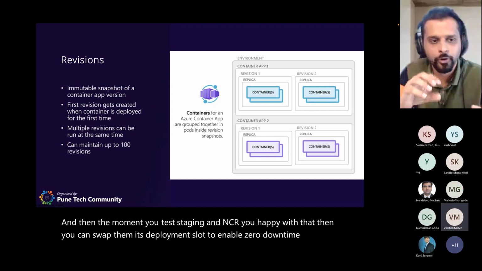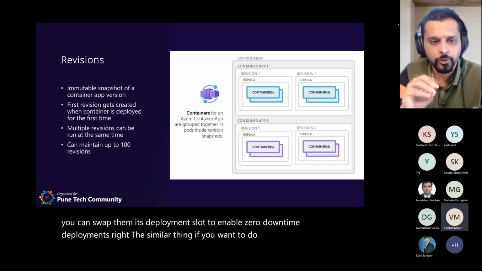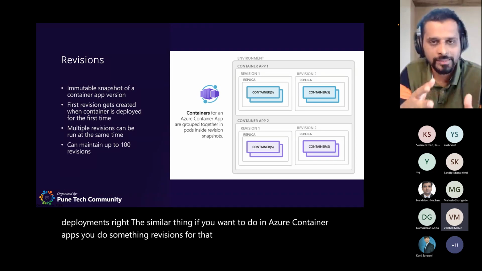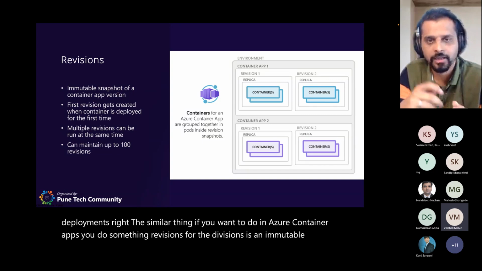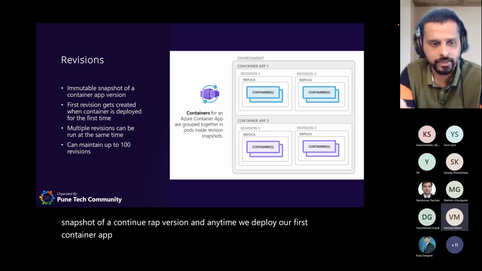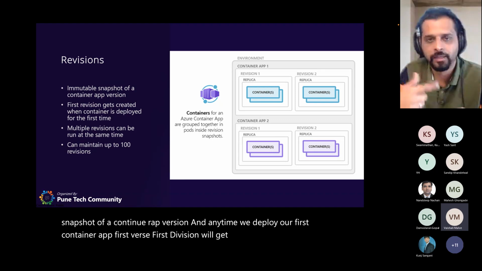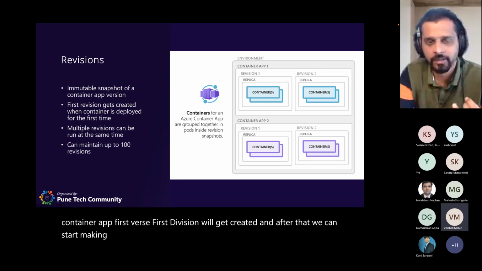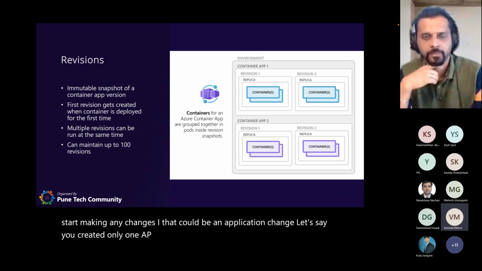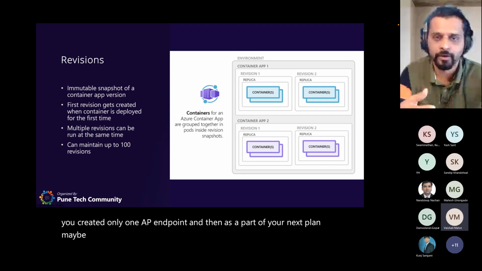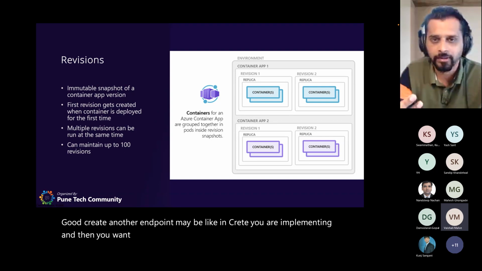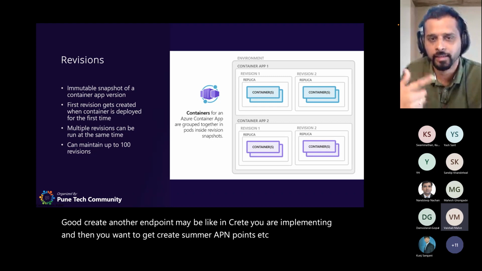If you want to do a similar thing in Azure Container Apps, you would use something called revisions. A revision is an immutable snapshot of a container app version. Any time we deploy our first container app, a first revision gets created, and after that we can start making changes. It could be an application change. Let's say you've created only one API endpoint, and as part of your next sprint you create more endpoints, like implementing CRUD. These are application updates.